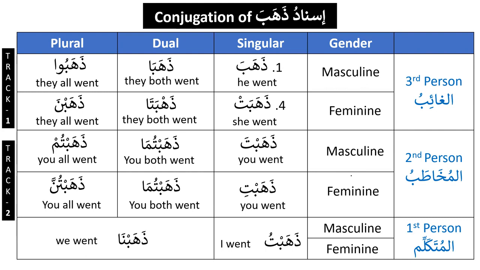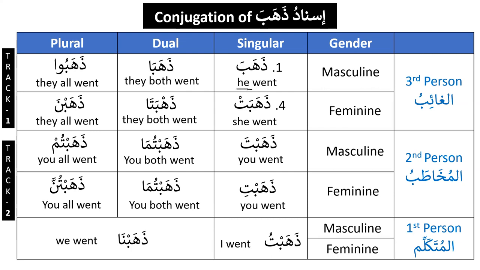As we know, we have learned the whole conjugation of the past tense, and the past tense always starts in Arabic with the third person, al-ghaib. Al-ghaib means someone who is not personally there or who is not involved in any kind of conversation. Dhahaba, he went. Dhahaba, they both went. Dhahabu, they all went.